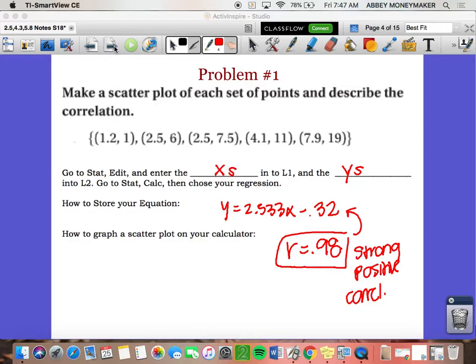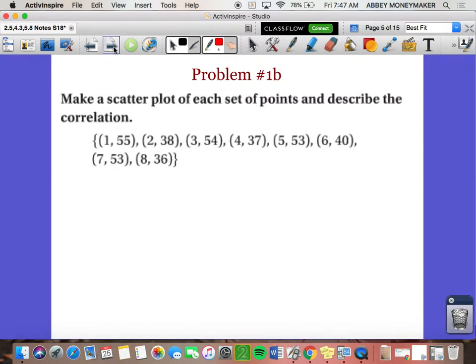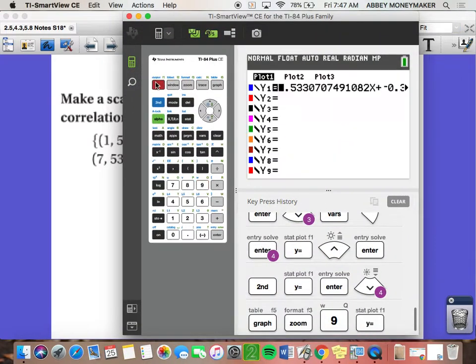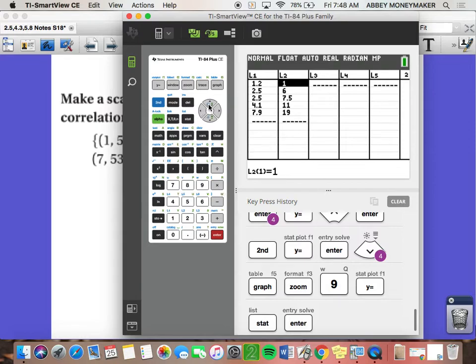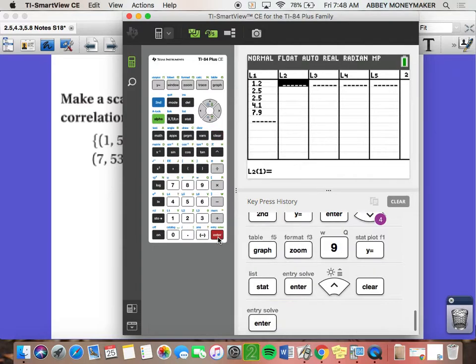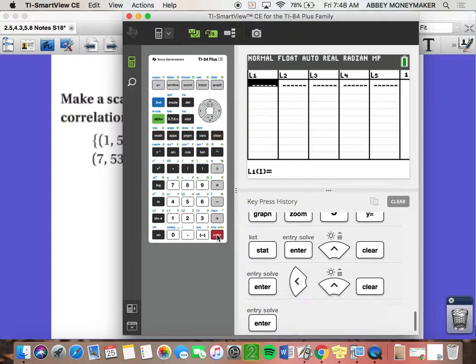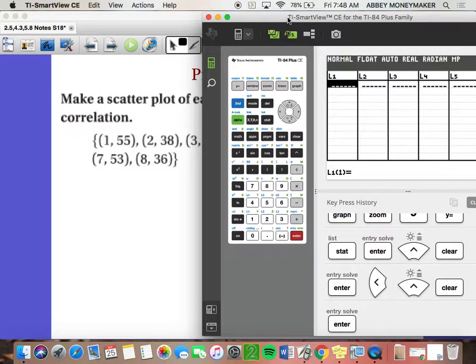All right, let's try another one. So we're going to go back in our list, go to stat, go to edit, and if you want to clear out your list, just arrow at the top, hit clear, and hit enter. And then we can do the same thing.